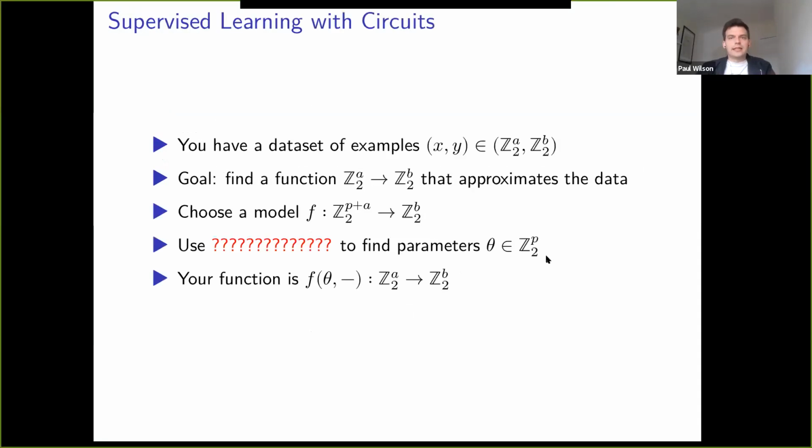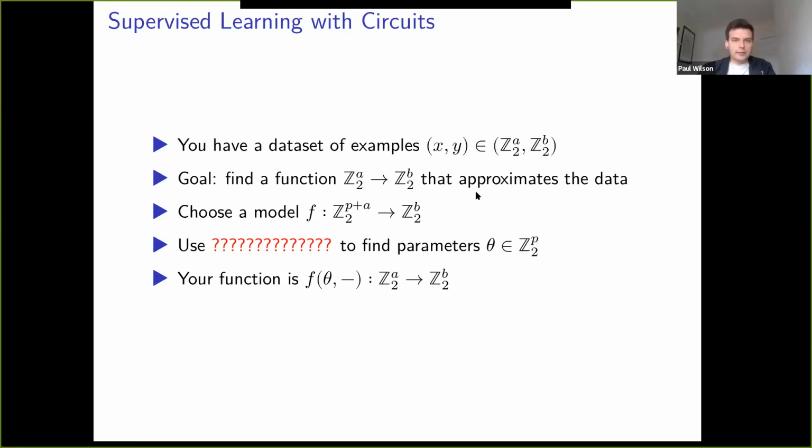Okay, so in general, there's a supervised learning setting. We're given a data set of examples, so input-output pairs X and Y, where our inputs are A-dimensional and our outputs are B-dimensional. And our goal is to find a function that maps from the inputs to the outputs, and it should be roughly like the data somehow.